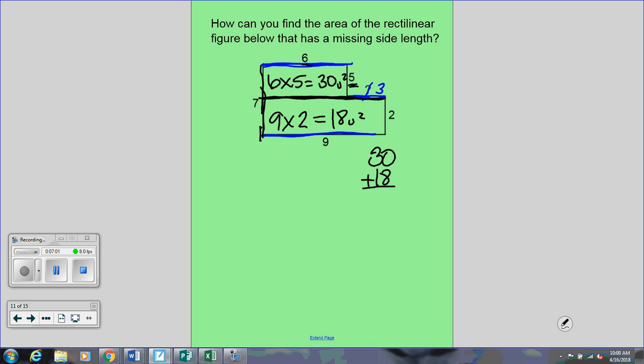Gabriella, pay a little more attention to me instead of that crayon. Gord, what you got? 48. 48 units squared.